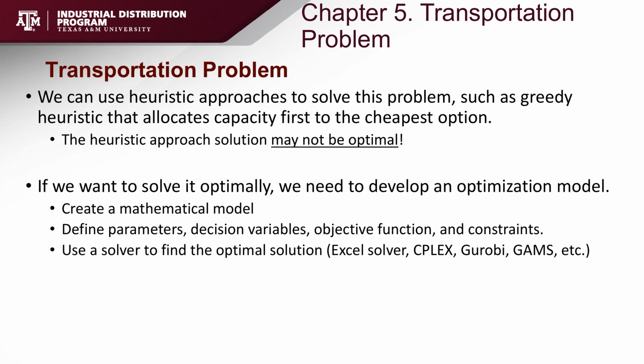If we want a guaranteed best answer, we have to build a real optimization model, write it out mathematically, define those 4 components, and then hand it to a solver like Excel Solver, CPLEX, Gurobi, or GAMS. Greedy is tempting because grabbing the cheapest route each time feels obviously right, but cheap early can, well, force you into expensive routes later. We'll start with the greedy approach.